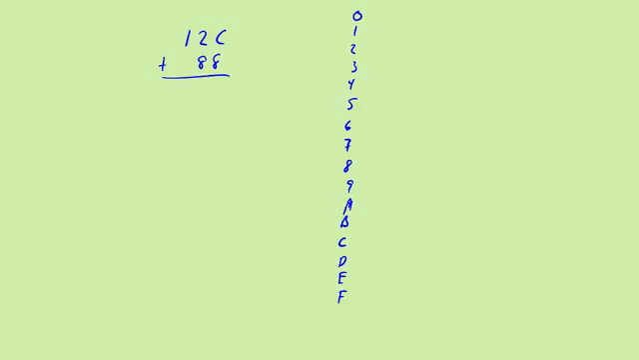This is adding in hexadecimal, where the two values given were 12C and 88, and we're going to add the two of those together. Probably the thing to worry about with hexadecimal is how much the top number goes up to, because it doesn't go up to 10, it goes up to 16, or it actually goes up to F.